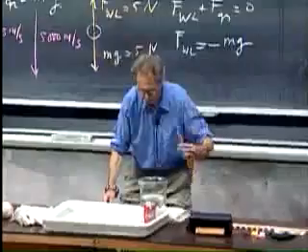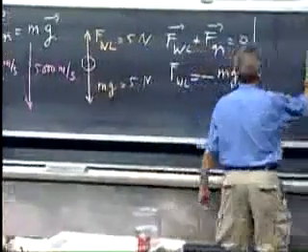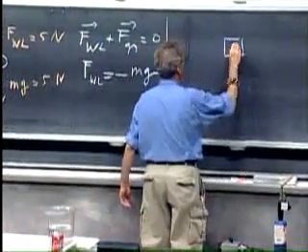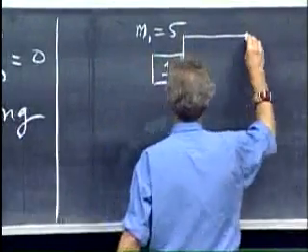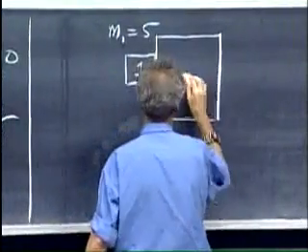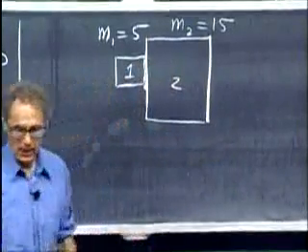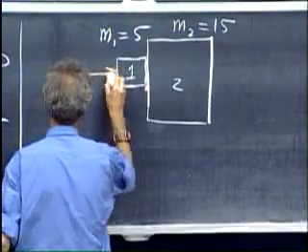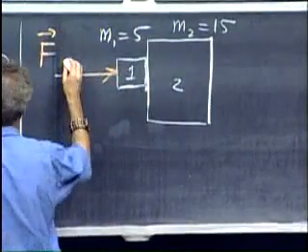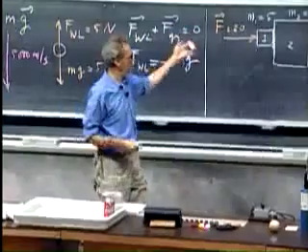Let us work out a very simple example. We have an object which has a mass m1. This is object number 1. And m1 is 5 kilograms. And here, attached to it, is an object 2. And m2 equals 15 kilograms. There is a force, and the force is coming in from this direction. This is the force. And the magnitude of the force is 20 newtons. What is the acceleration of this system?